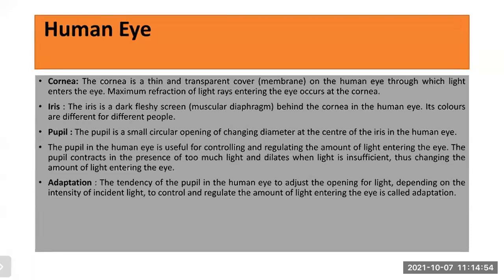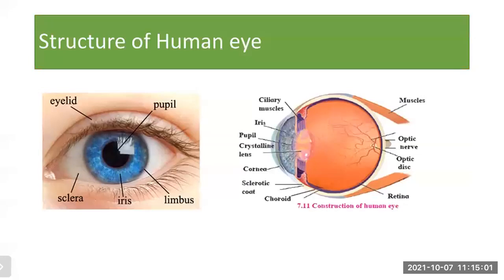Then, as I told you, its colors are different for different people. You can see here. That is the iris. Got it? So iris, it is a dark fleshy screen. And it is behind the cornea. And the color of iris is different for different people. So this is about the iris.